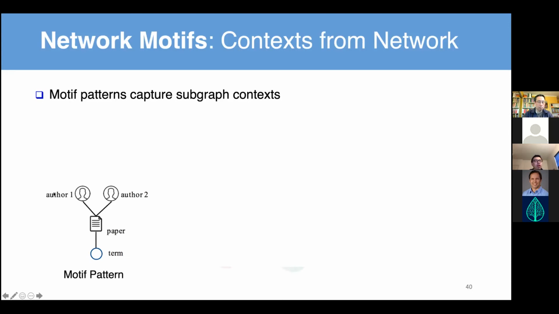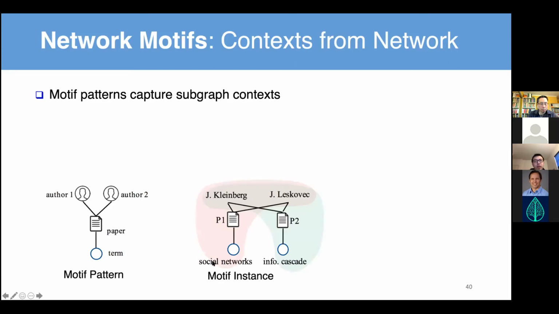So we have a schema level definition. We have two authors. They are linked to the same paper. The same paper has a term. And if there are two terms, social network and information cascade, they can be connected using these motif patterns by some instantiation.